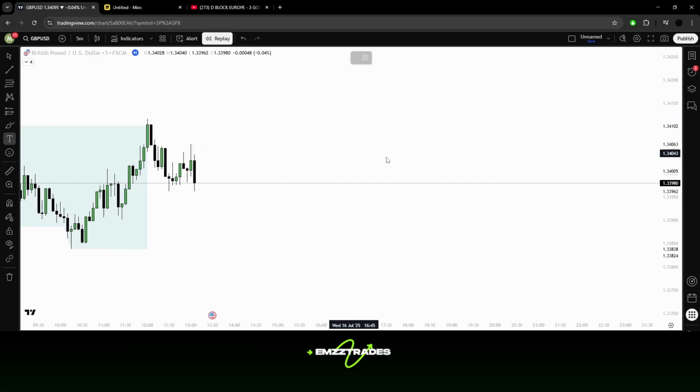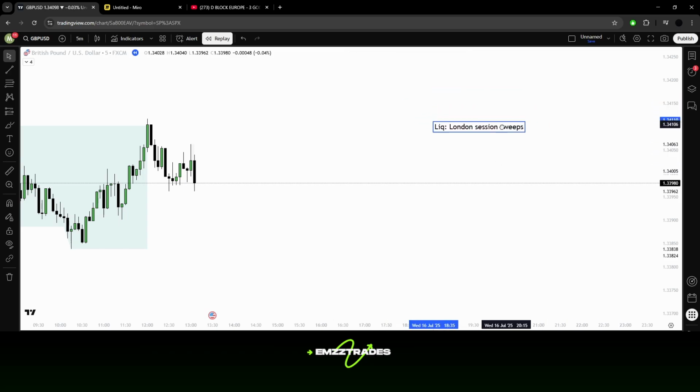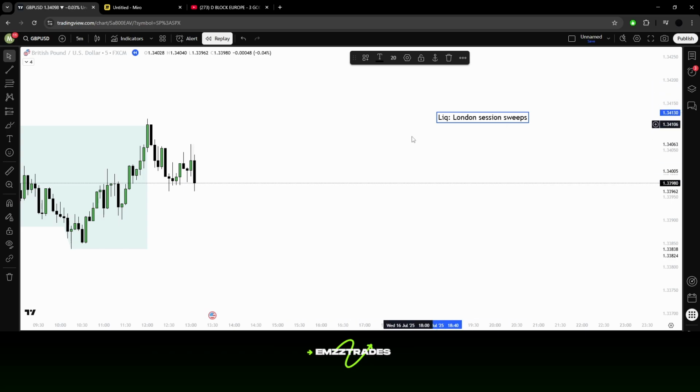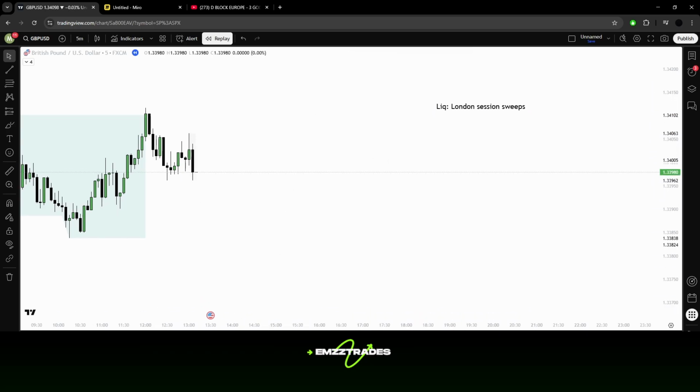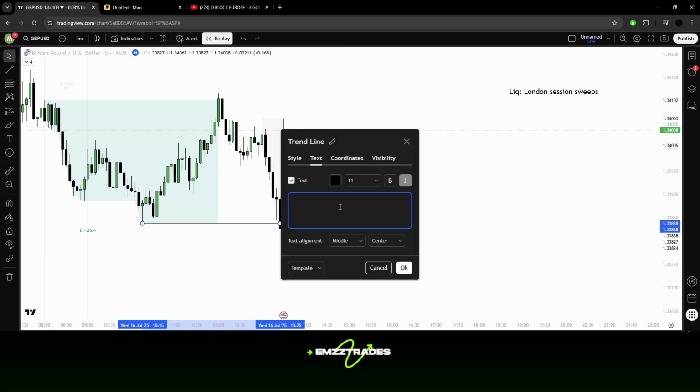The first thing that you need to do is the liquidity, right? So you need to look for London liquidity. For the liquidity, we're looking at London session sweeps. If price sweeps the lows, we have to go for the highs. If highs get swept, we need to go for the lows. If I play price forward now, you can see that the lows have completely been swept right here. So what we need to do now is mark this out as our liquidity sweep.